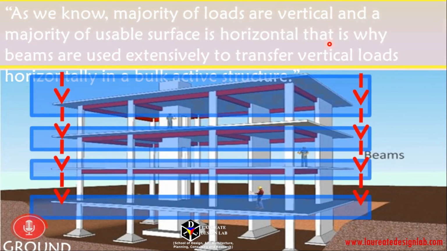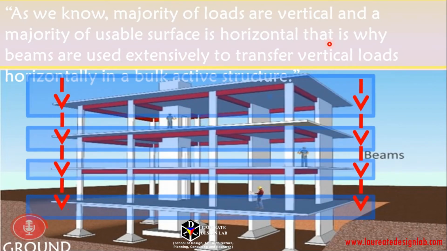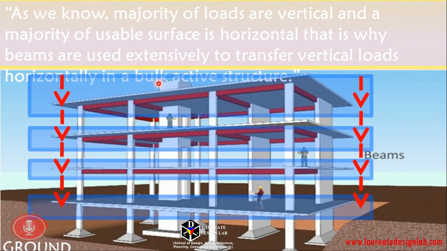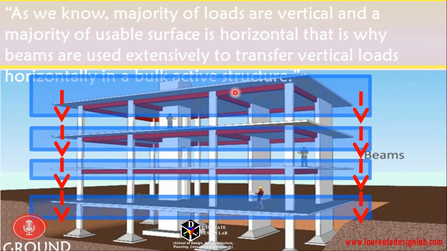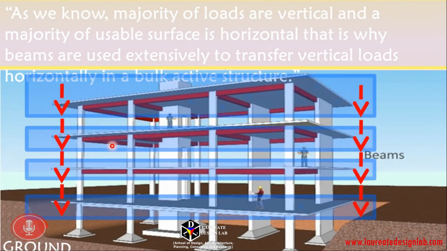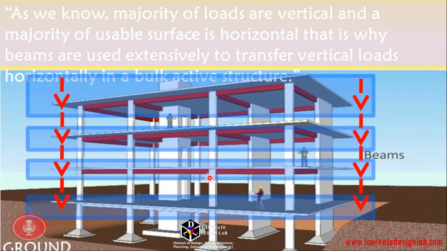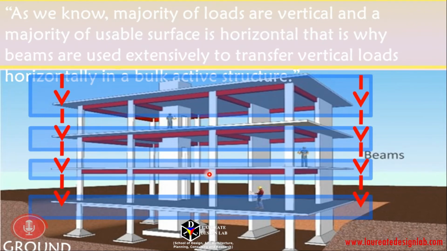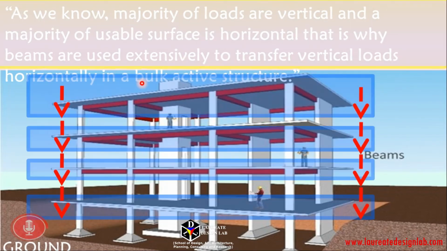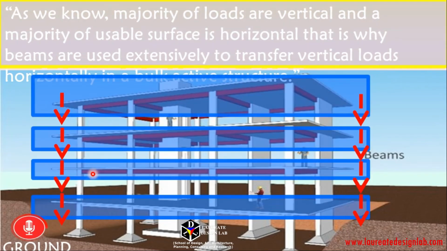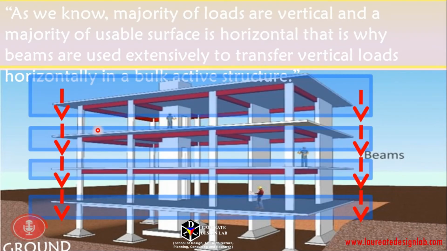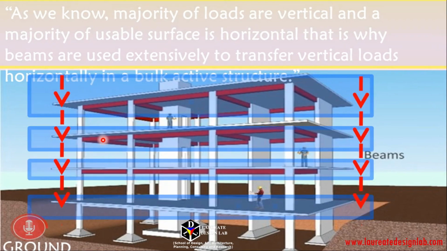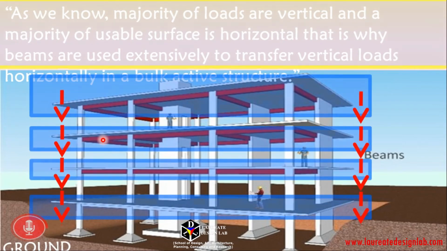So we can again understand that beams are used extensively to transfer vertical loads horizontally in a bulk active structure. These beams, which are shown in red color, are used extensively so that the vertical loads applied on the horizontal elements, the slabs, which carry the vertical loads of the moving or non-moving or fixed objects over them, are taken to the beams, and these beams are used everywhere.